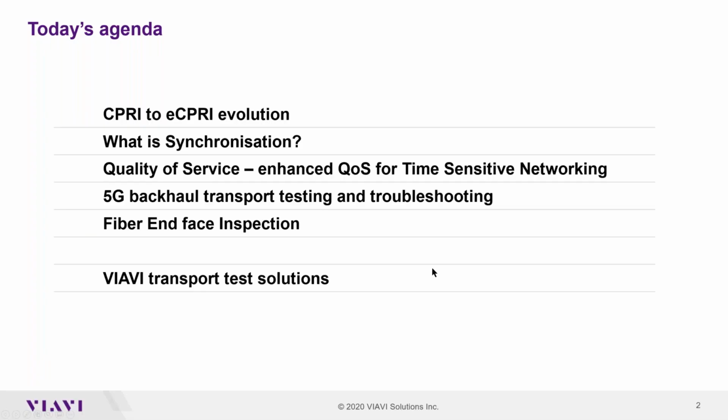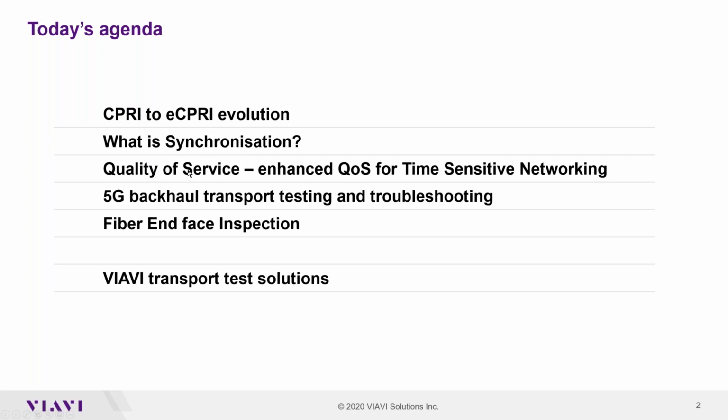About the agenda of today. The topic is backhaul, but we'll also talk about CPRI to eCPRI evolution. This is actually fronthaul, but it's transport, and we are talking about transport testing, and therefore it's part of the seminar of today. Then we'll also talk about synchronization. What is synchronization? How is it done in 5G, and why is it needed?